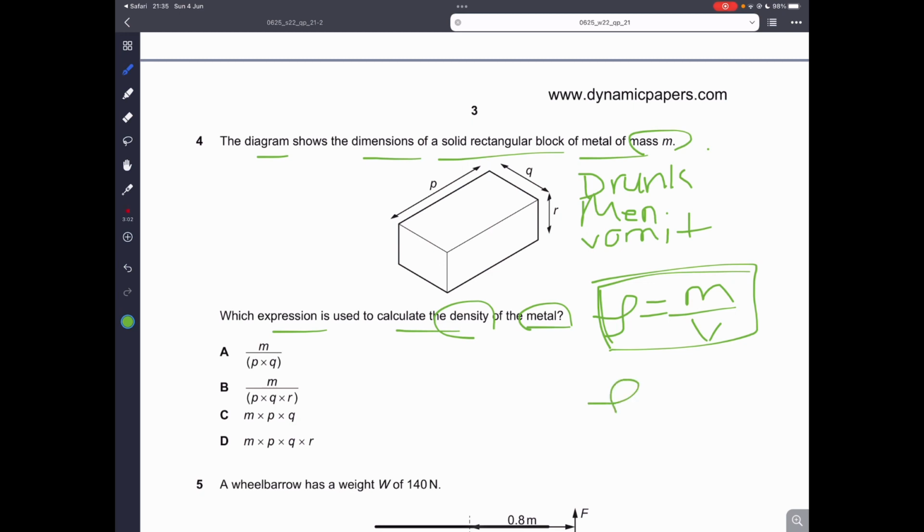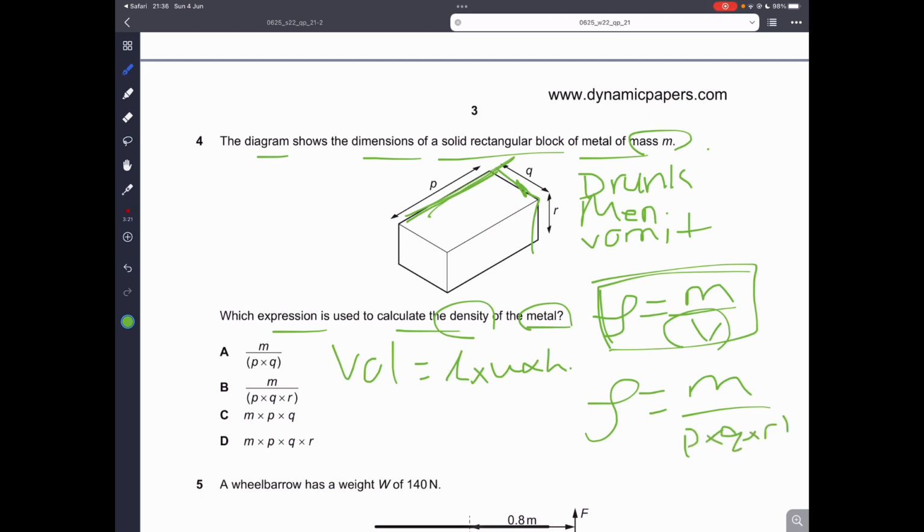Okay, so the mass here is given, represented as m, and for the volume, they haven't given us the volume. However, they have given us the sides to calculate the volume. And remember, volume in a cuboid is basically length times width times height, and therefore we're going to have p times q times r in brackets, and therefore B is going to be the correct answer.